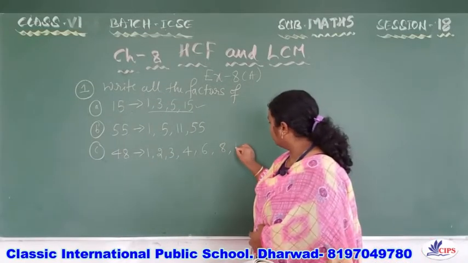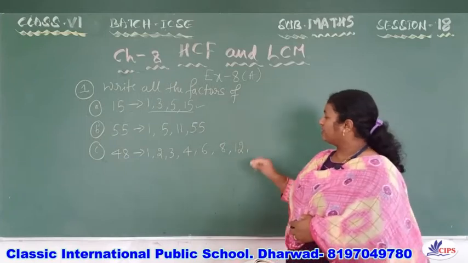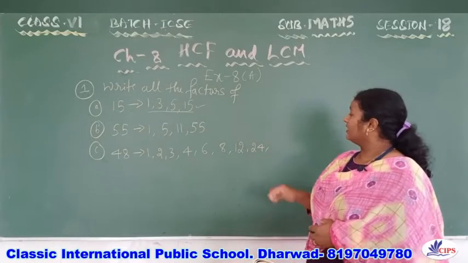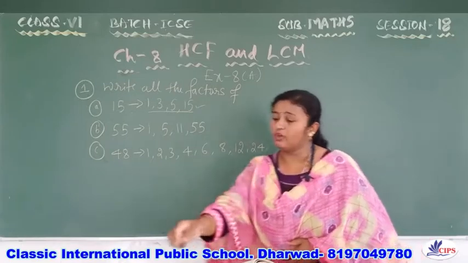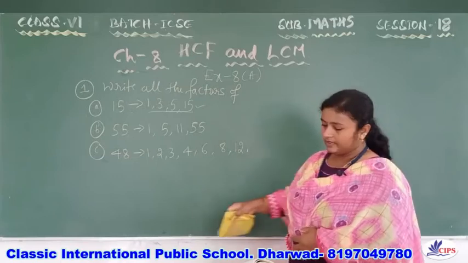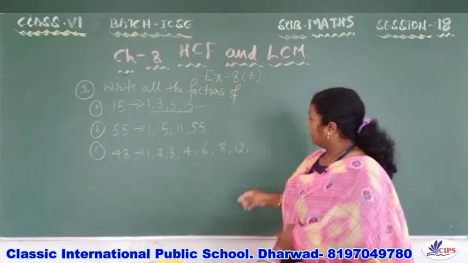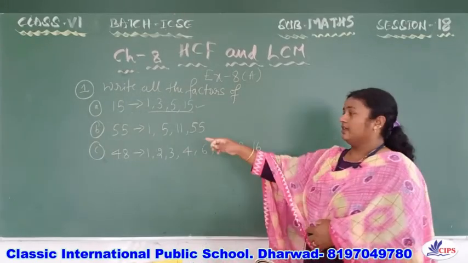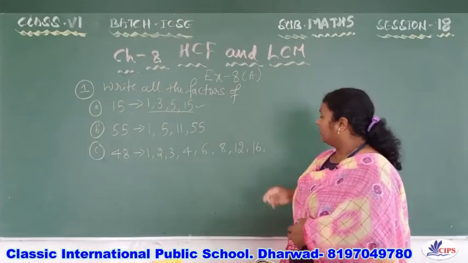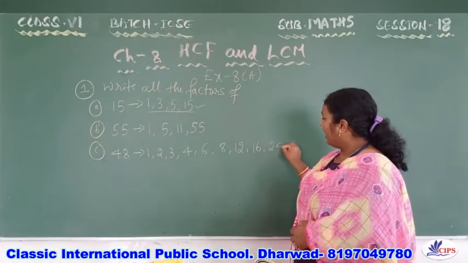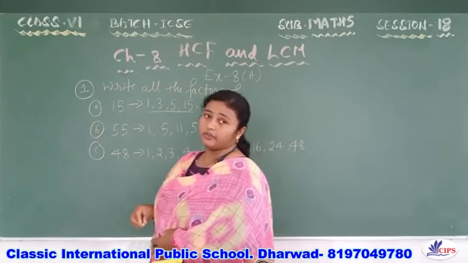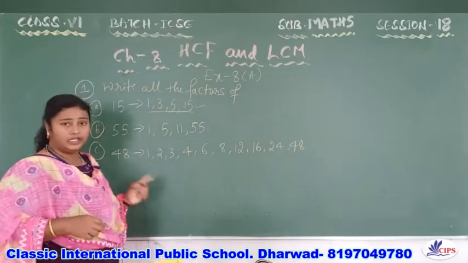Next 11, no. 12. After 12, it is 24. And one more number we can write after 12, that is 16. 16 can divide 48 completely. Next, after 16, we can write 24, and the last number is 48. This is how you have to write the factors of the given number.